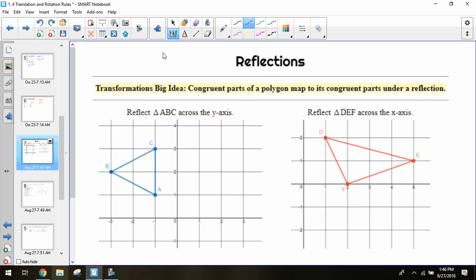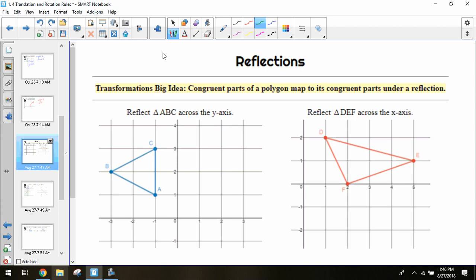Your angles are staying the same. Your side lengths are staying the same. Everything's staying the same. The only thing changing is its location and orientation. All right. When we talk about reflection, we have triangle ABC, and we're told we're reflecting across a line. Once again, reflection always deals with an axis, or a line of reflection. So in this case, we have our y-axis.